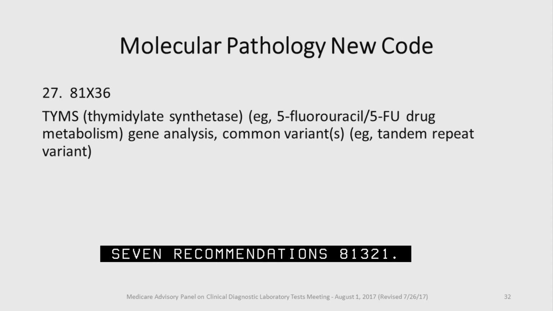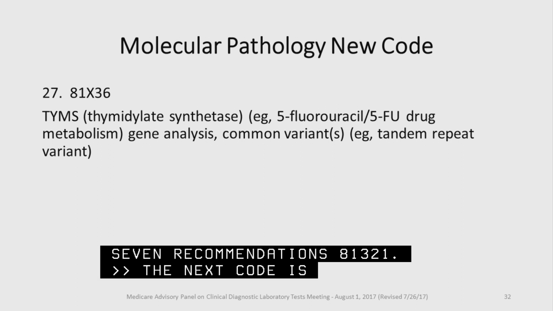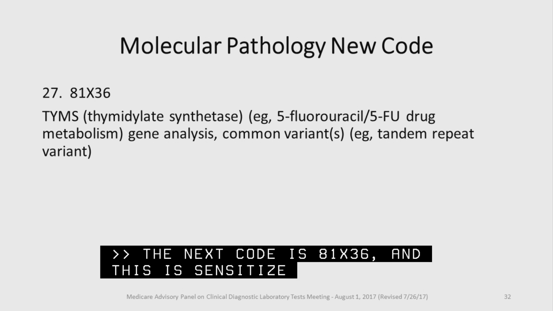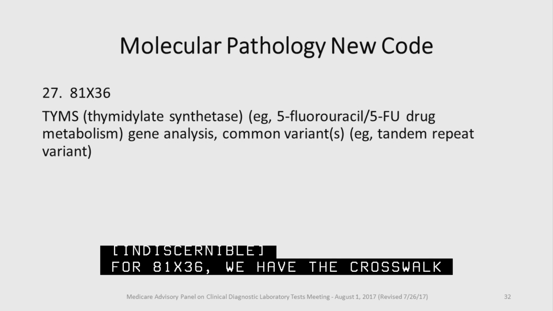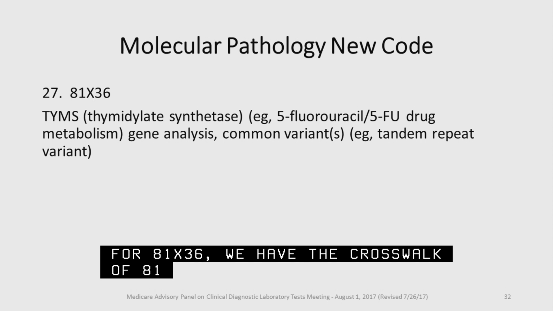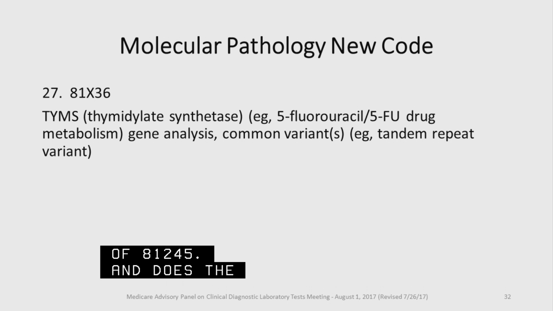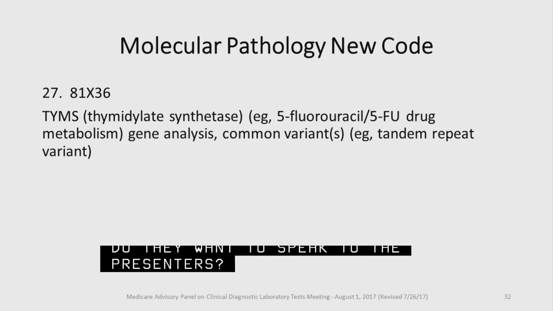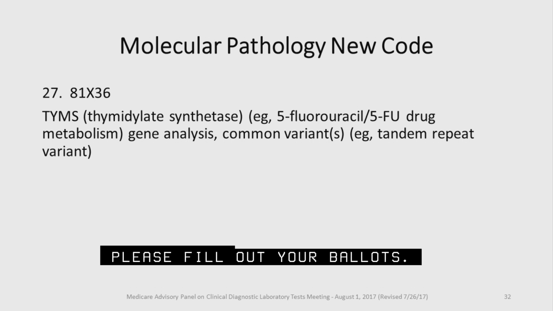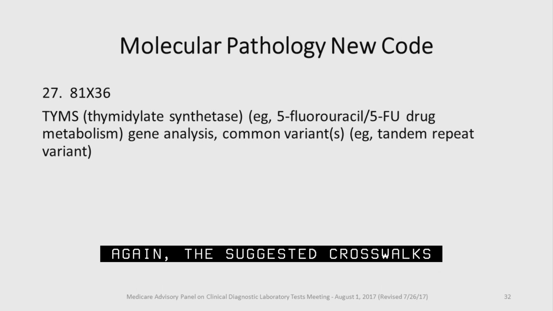Okay, so the next code is 81X36, and it's the thymidylate synthetase gene analysis common variance. And for 81X36, we have the crosswalks of 81245. And does the panel wish to have a discussion? Do they want to speak to the presenters? Okay. Please fill out your ballots, and again, the suggested crosswalks for 81X36 is 81245, as well as the option of gap fill.